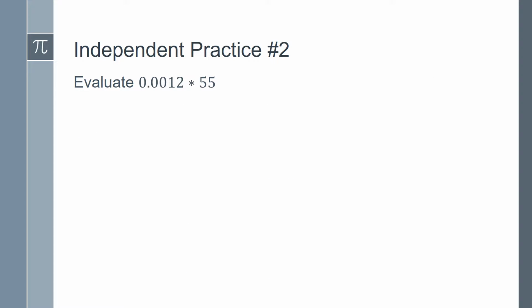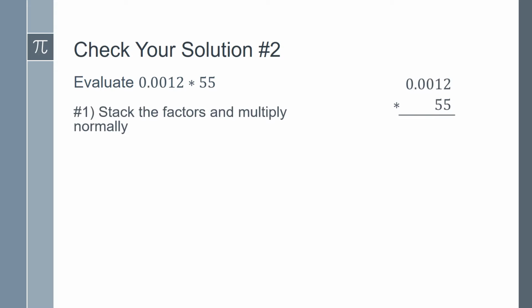Independent practice number 2. Evaluate 0.0012 times 55. Now is a good time to pause this video and work on this problem if you have not done so already. We will once again need to follow the decimal multiplication algorithm. We'll stack the factors and multiply normally, so 0.0012 times 55, and we'll ignore the decimal point, and we find that our answer is 660.